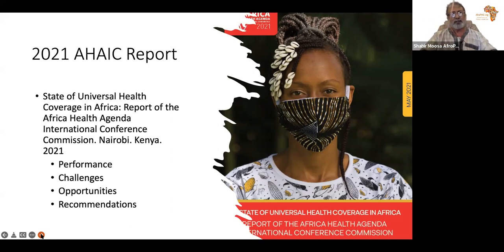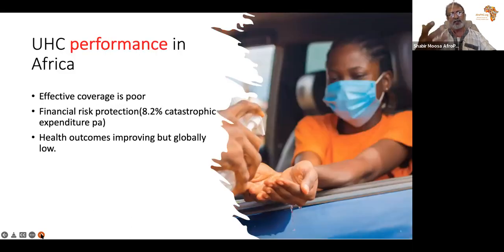So I was a commissioner in the development of the 2021 AHAIC report, which is the Africa Health Agenda International Conference, a commission that was set up and produced a report. And it basically went through four elements, just published last year and launched a few weeks ago, where we talk about performance of African primary health care, the challenges, opportunities, and then some recommendations. And I'm going to go through them as a useful document, but also an assimilation of the issues that I think Rich talked about at a US level.